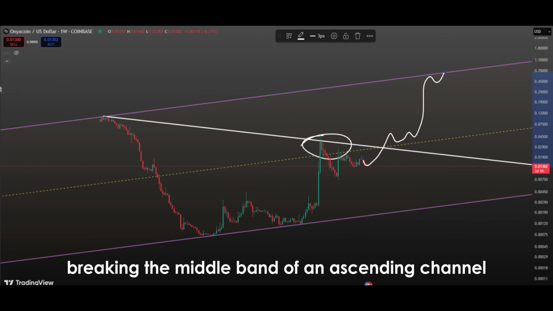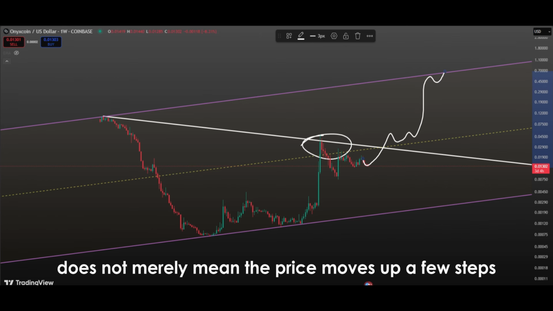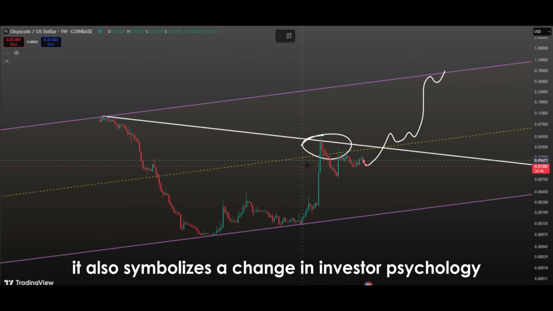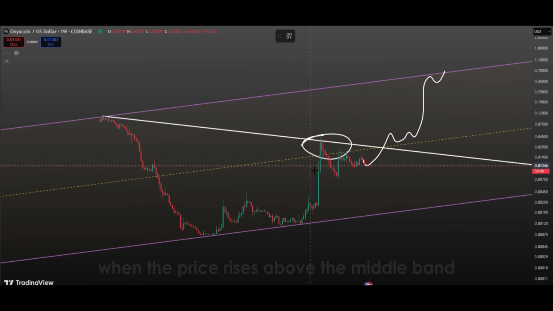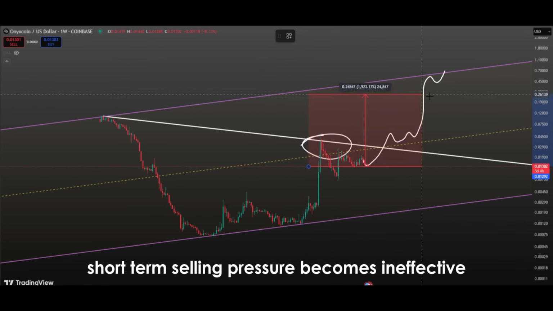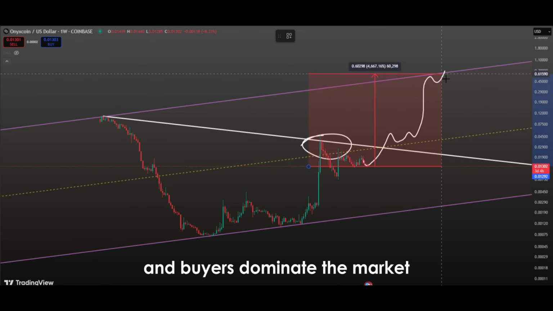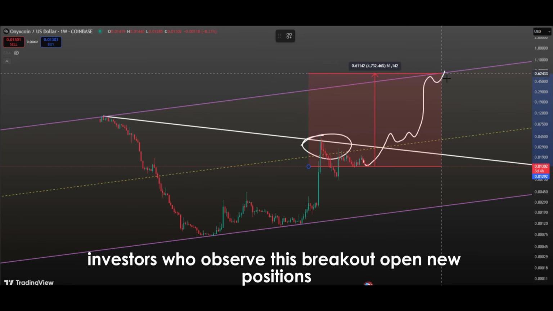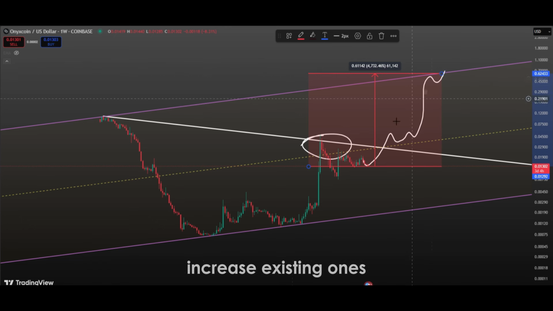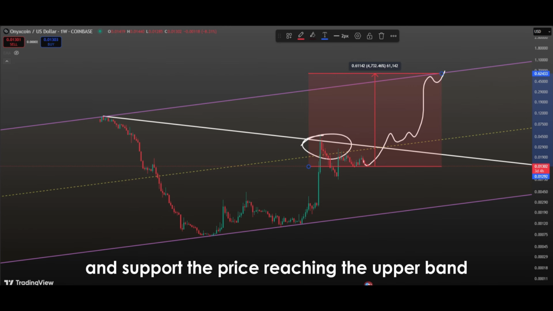Breaking the middle band of an ascending channel does not merely mean the price moves up a few steps, it also symbolizes a change in investor psychology. When the price rises above the middle band, previous short-term selling pressure becomes ineffective and buyers dominate the market. This builds the energy needed for the continuation of the uptrend. Investors who observe this breakout open new positions, increase existing ones, and support the price reaching the upper band.